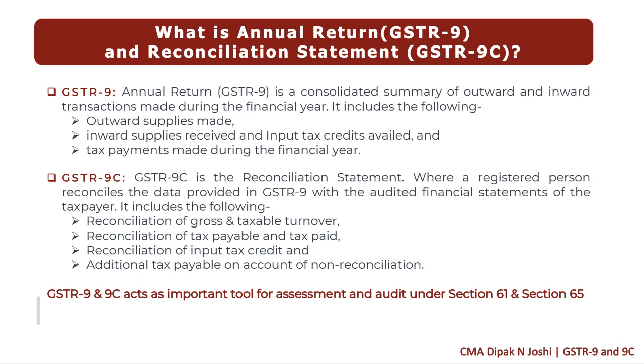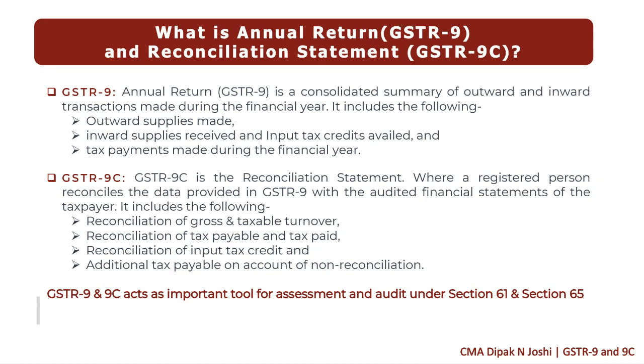In GSTR 9C, we are mainly reconciling the gross turnover and taxable turnover as per GSTR 9 with the turnover provided in the audited annual financial statement. Then we are providing reconciliation of tax payable as per books of accounts with the tax paid in GSTR 9. Then we are providing reconciliation of input tax credit availed in books of account with the input tax credit availed in GSTR 9. And if due to non-reconciliation of any data there is any additional liability, that information also we are providing in GSTR 9C.